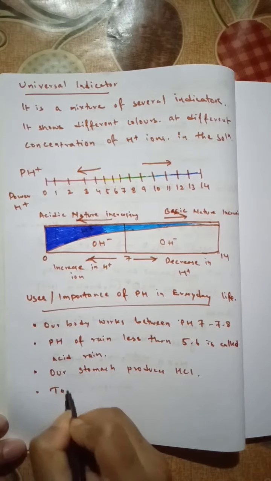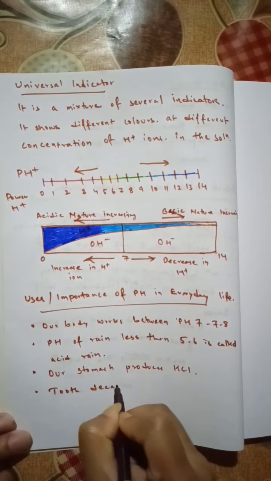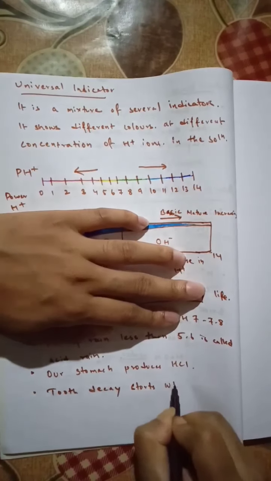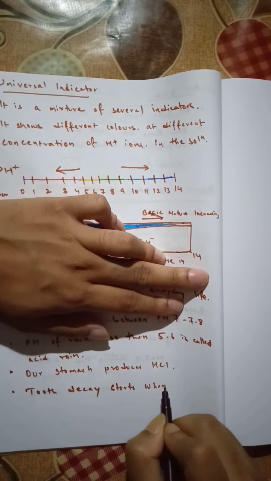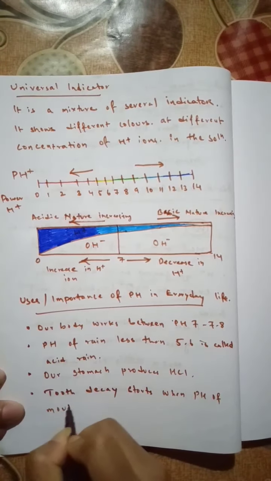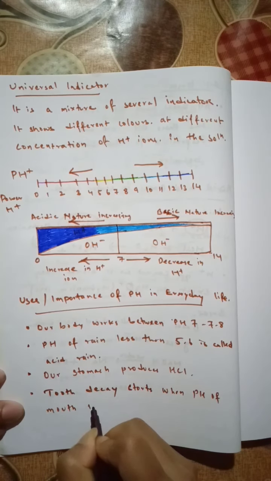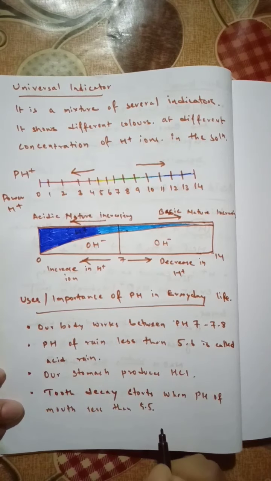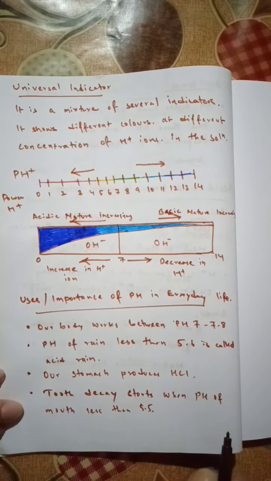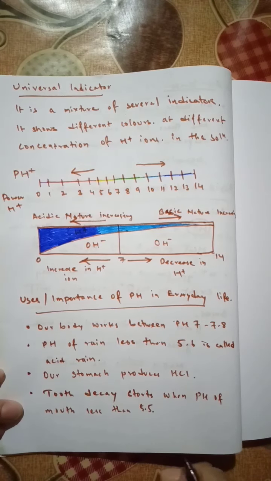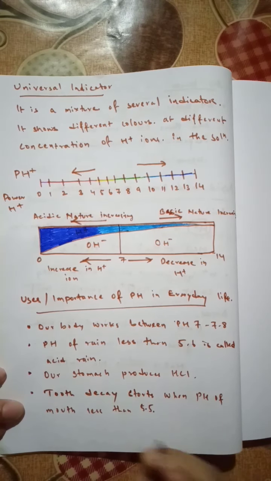Next, tooth decay starts when the pH of the mouth is less than 5.5, which means tooth decay starts when the pH of the mouth is less than 5.5. So to not let it fall below 5.5, we need to brush twice a day, which will keep our teeth healthy.